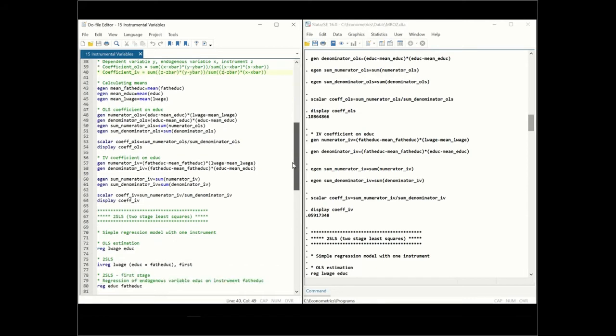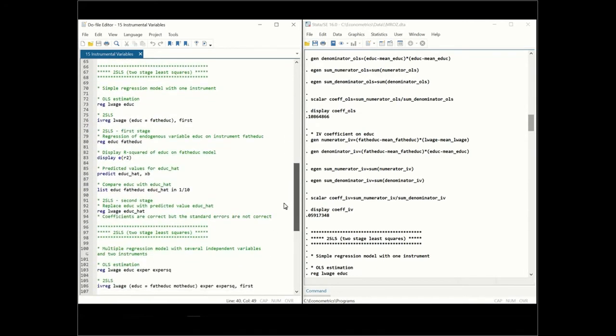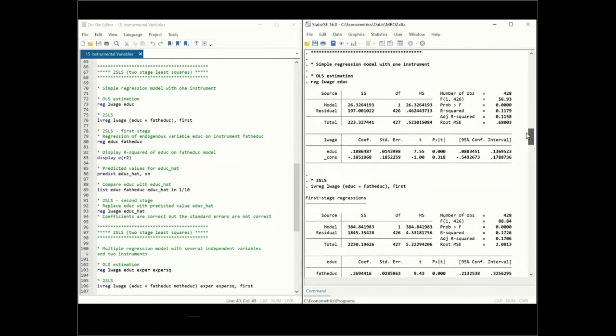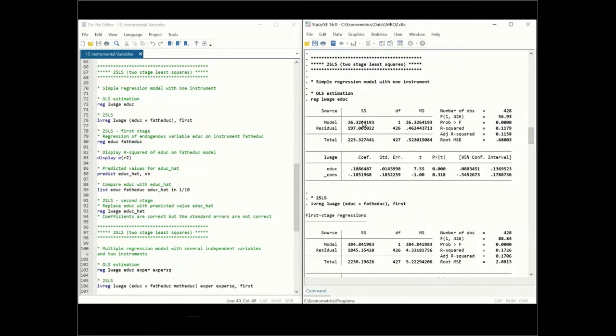Let's now talk about the two-stage least squares. So the two-stage least squares, when we have a simple regression with only one independent variable, let's start with the OLS estimation. So we have regression of log of wage on education. If we ignore that we have endogeneity, these are going to be the results. And this is the coefficient that we talked about before.